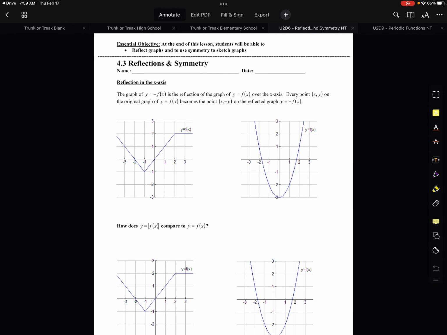Hi everybody. I wanted to go through a few things on reflections and symmetry. A lot of this should be review, but hey, we want to make sure that things are okay.